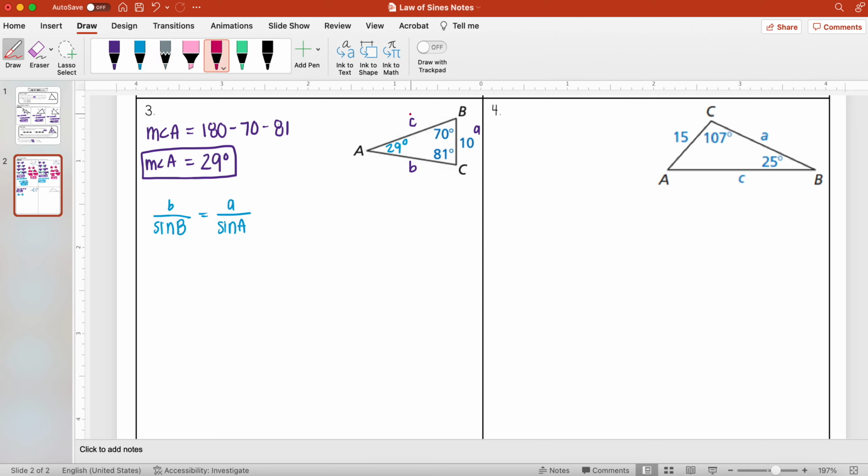And so to find my side length C, I'm going to do something similar. I'm going to have C over sine of C. And again, I'm going to have the information I already know with A, so I have A over sine of A. And so that's going to be my two proportions that I am going to end up solving. I'm going to start with finding side length B.